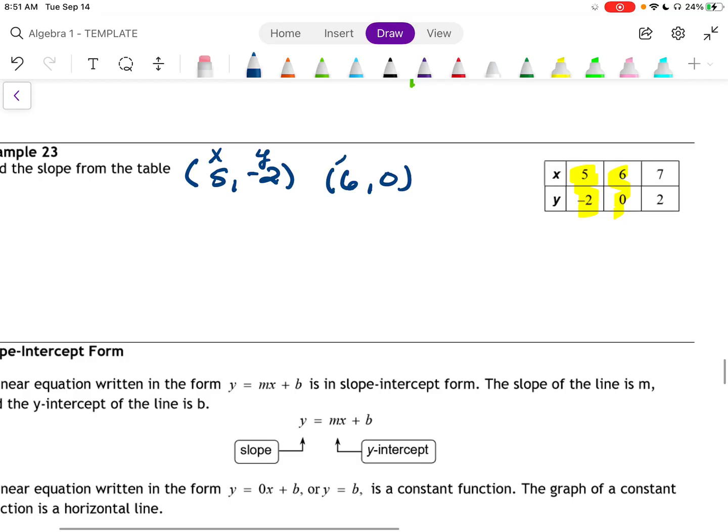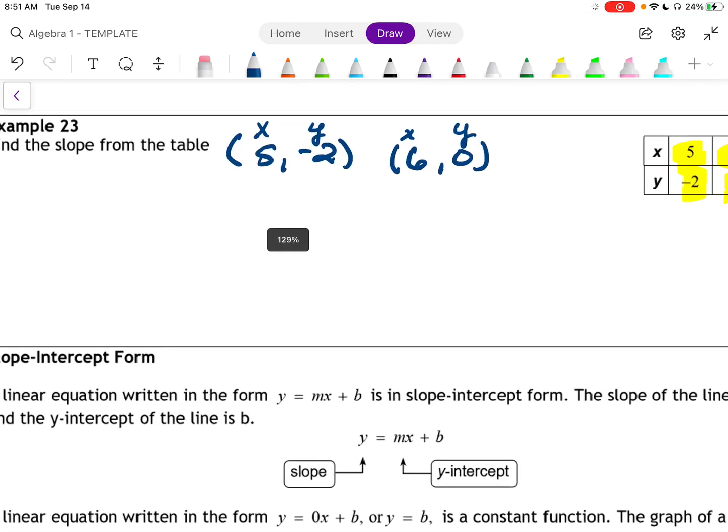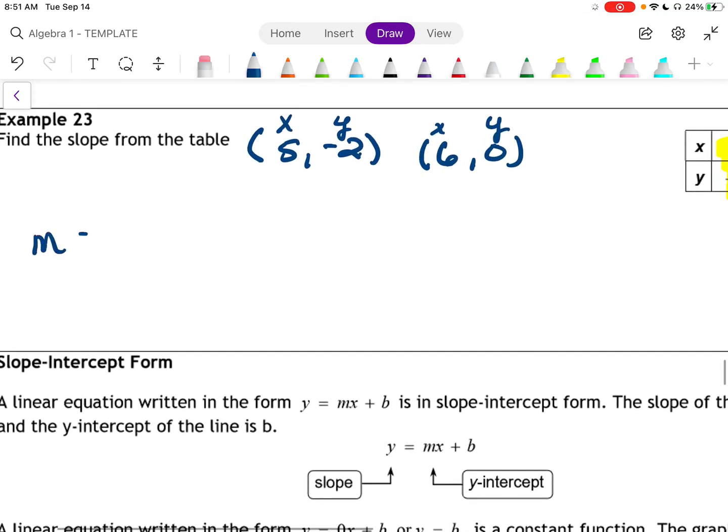X, Y, X, Y. My slope, m, if you remember the formula, it's y2 minus y1. Okay, it doesn't necessarily matter which point you describe as 2 and 1. A lot of times I describe it as the second point is 2 and the first point is 1. That just kind of makes sense to me. So I do y minus y. So I start off with my second point here, 0, and then minus, and then I have a -2.